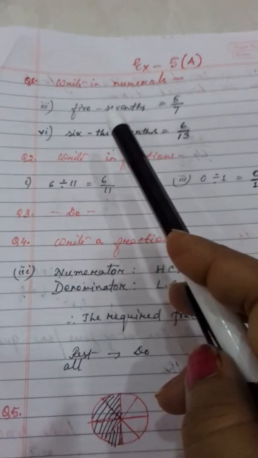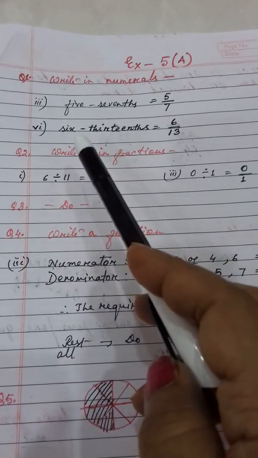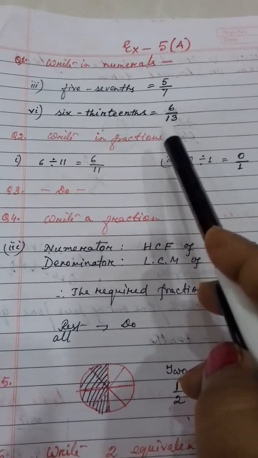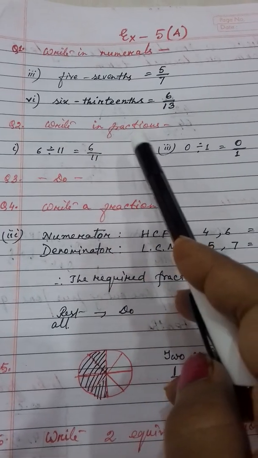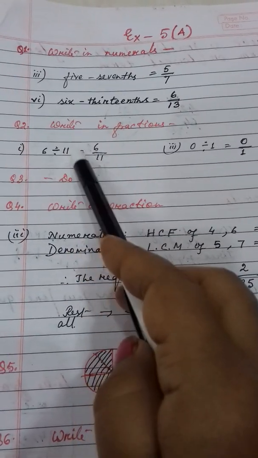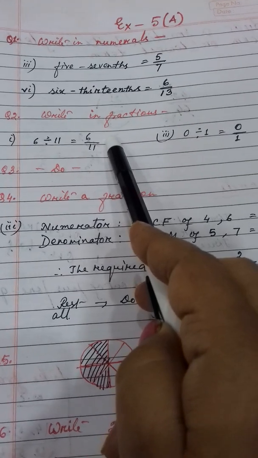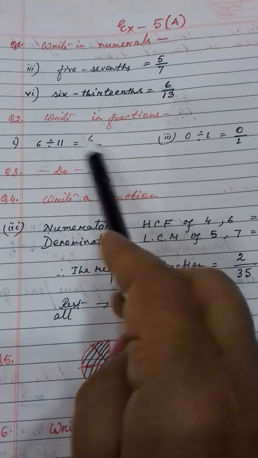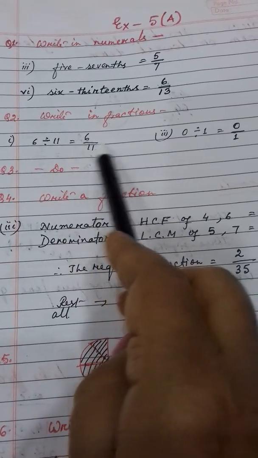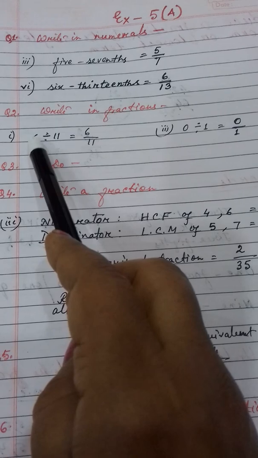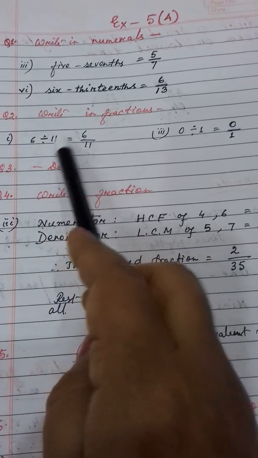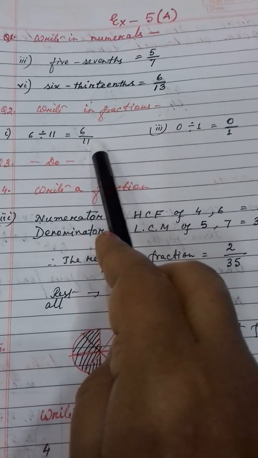Clear? So here I have shown two examples from each. 5 7ths, 5 by 7. 6 13ths, 6 by 13. In this way you have to write. Next question, write in fraction. That means in division form it is given, you have to write in fraction form. This division sign, when you write in fraction form, will become this fraction bar. Clear? And the first number will be in the numerator and the second one will be in the denominator. Yes or no?